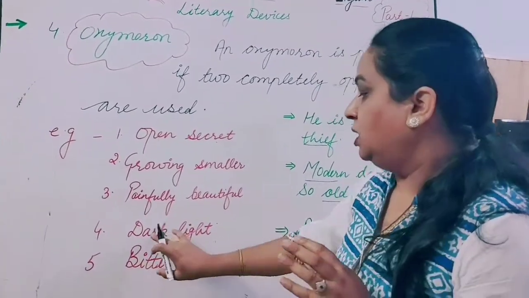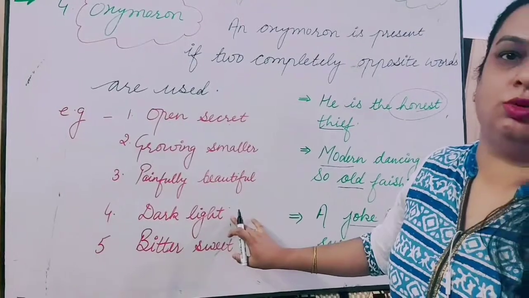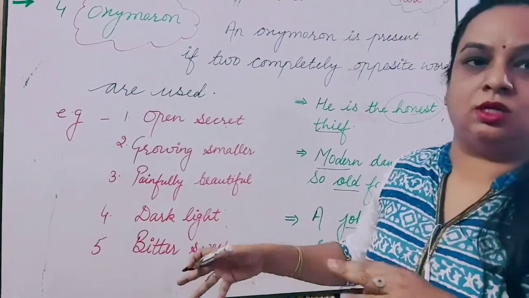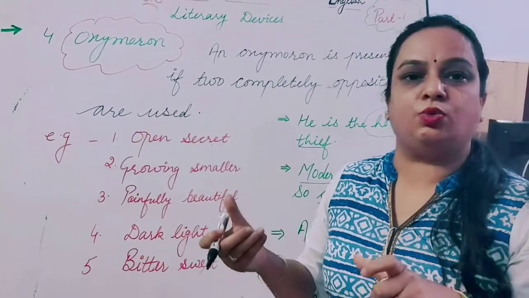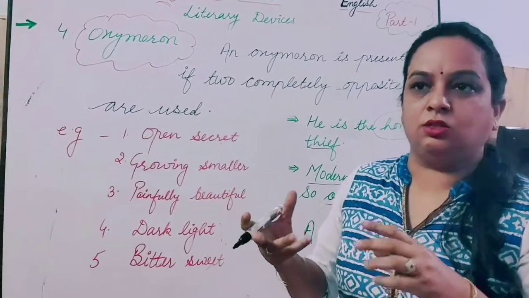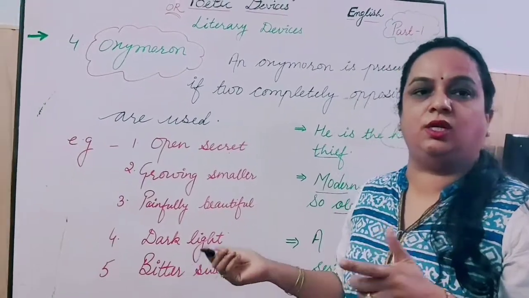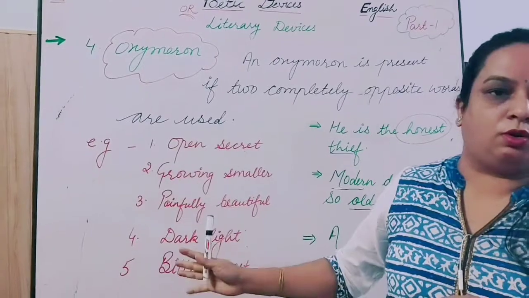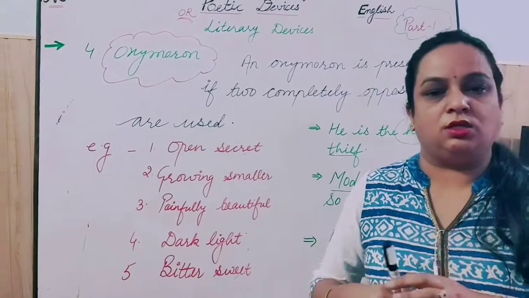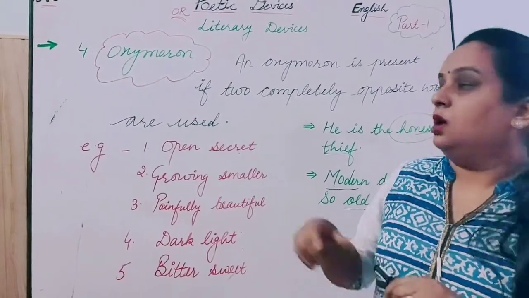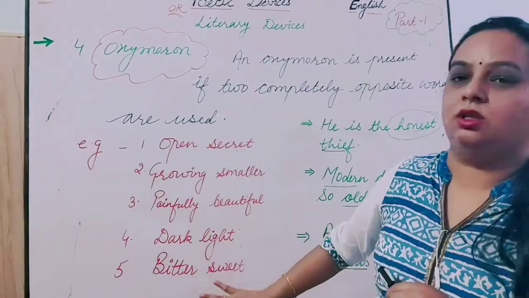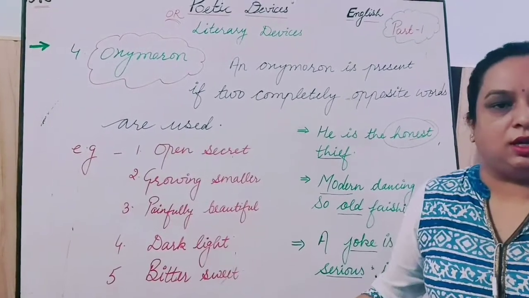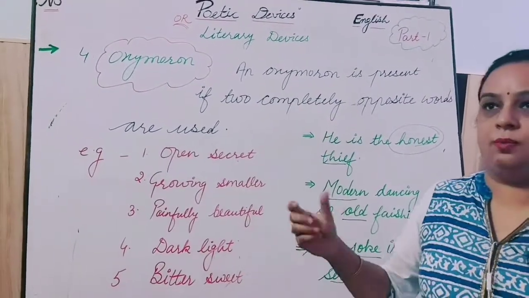Examples of oxymoron: dark light. Dark and light are just opposite. Bitter sweet. Bitter means bitter in taste, and sweet is very sweet. So these are examples of oxymoron. To make you understand very well, I have given you all these examples from which you can understand how the opposite words can be used.